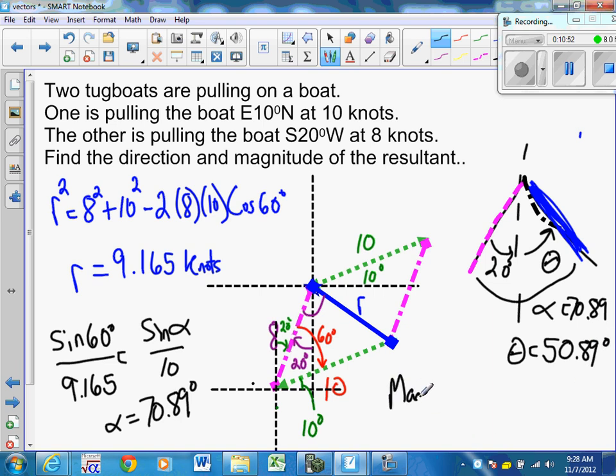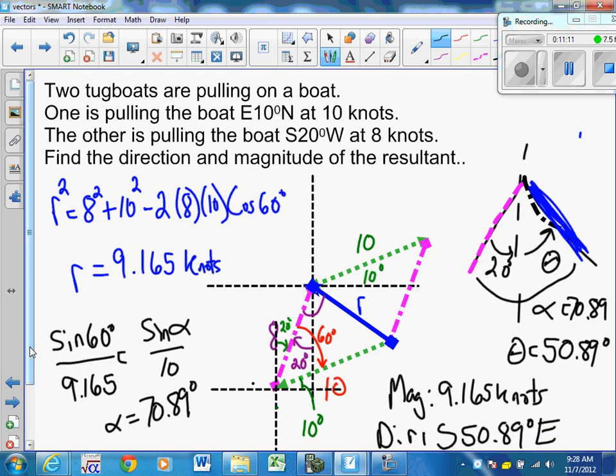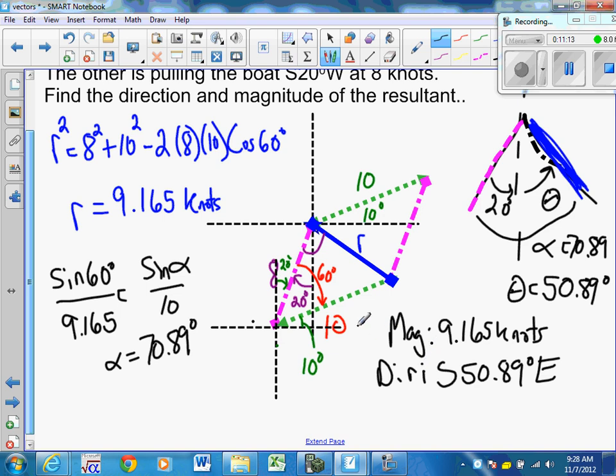So my magnitude is 9.165 knots. And my direction is going to be south 50.89 degrees east. You can see a big part of this is getting your diagram big enough to see what's going on and also clear enough to see what's going on to find your answers.